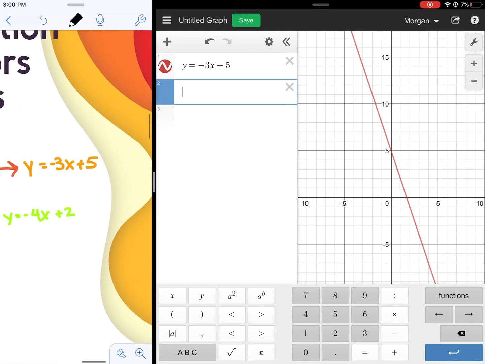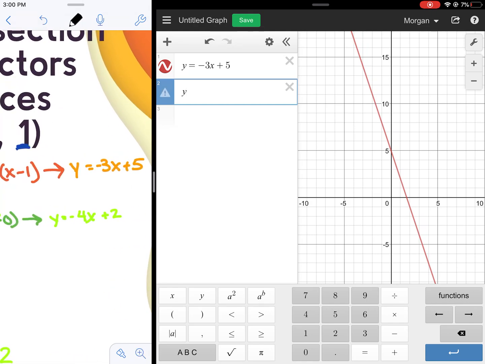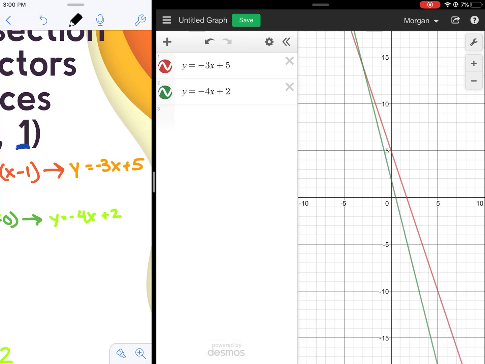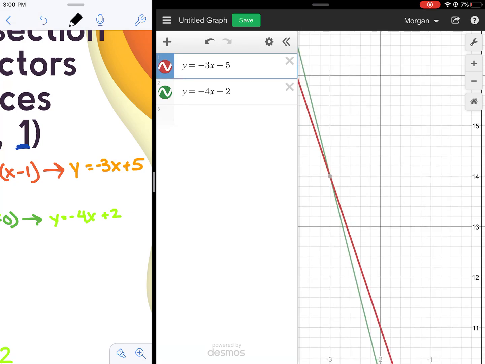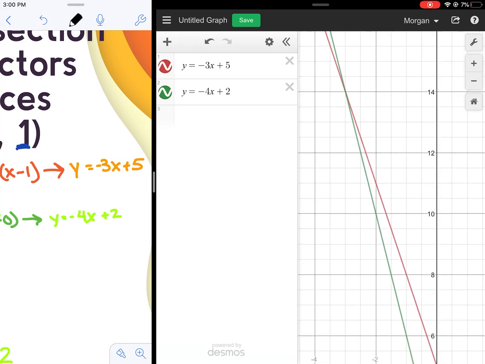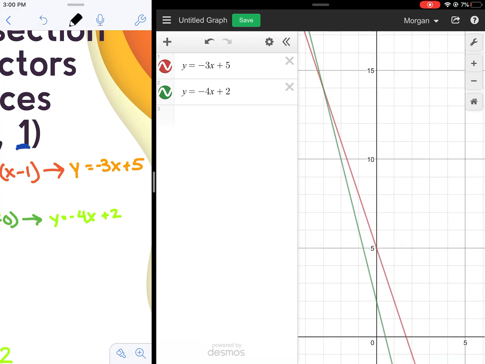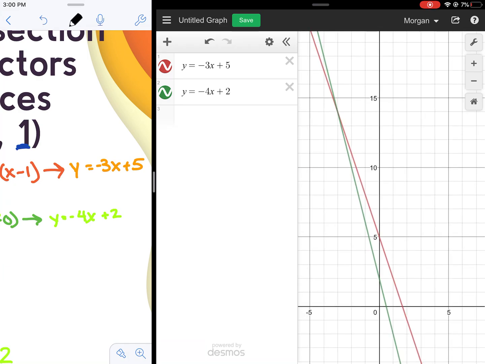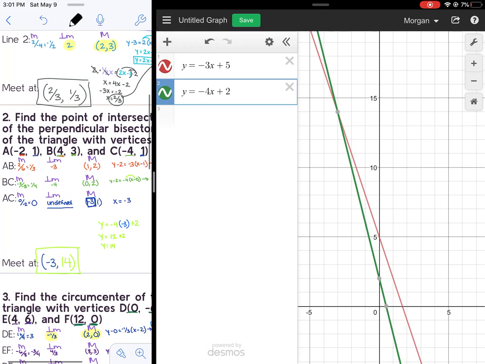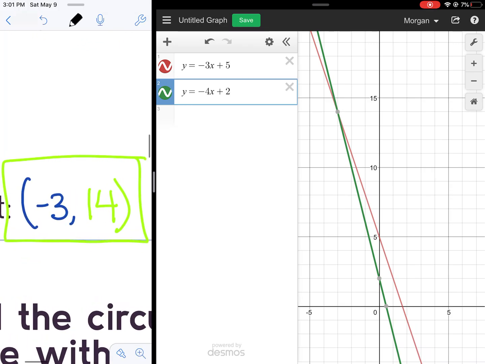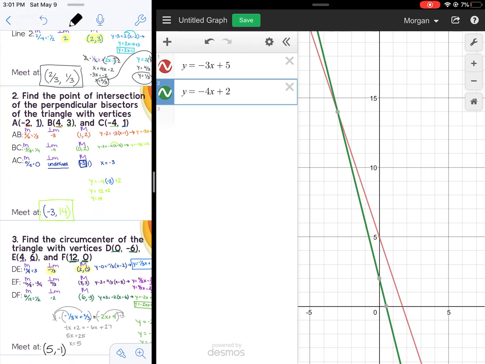Cool. And I'm going to put my second one in. Y equals negative 4x plus 2. And then I'm looking for, okay, where do those two meet? So I'm going to zoom in up here, and that point is where they meet, and it looks like they are meeting at that point, which is negative 3, 14. And sure enough, my point was negative 3, positive 14.